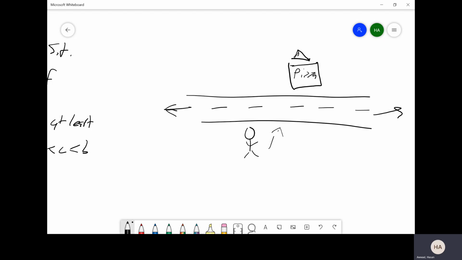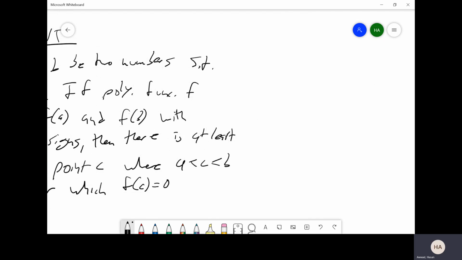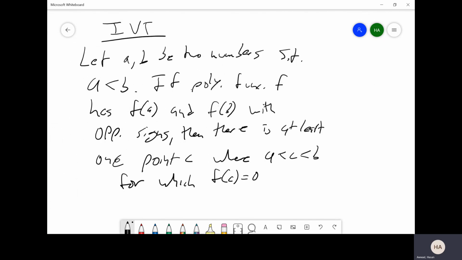And the answer is no. There's no possible way, again, without cheating like I just said. There's no way for you to get from where you are on one side of the road to the other side of the road without crossing the road. So what does that mean in math terms? Well, let's examine this definition. There's some function f, and we're saying that there's two numbers.